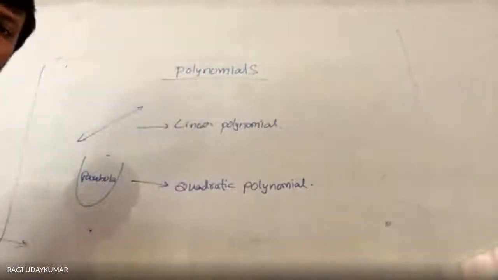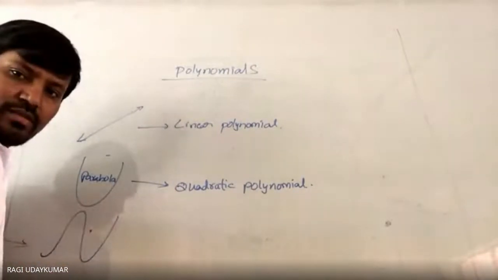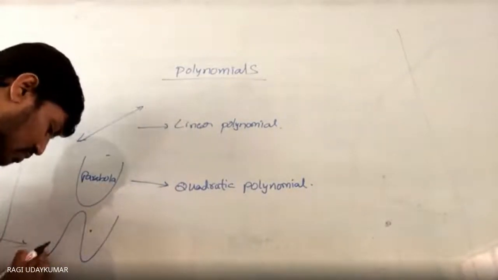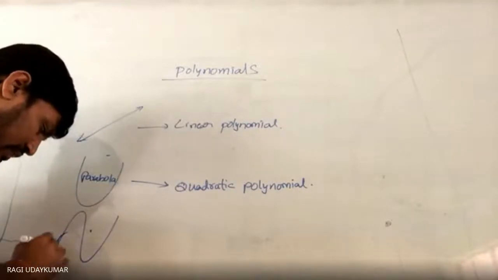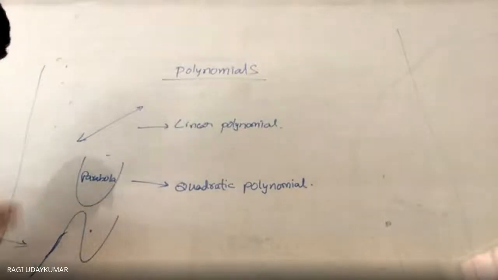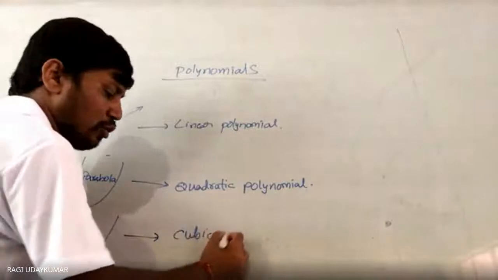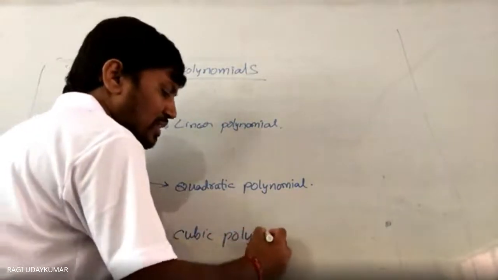Quadratic polynomial. And from this cubic polynomial, the curve will be like this. Suppose it is going like this: see here, it goes down and it goes up. And it is going to touch the x-axis, and the shape of the polynomial will be like this. This is a cubic polynomial.